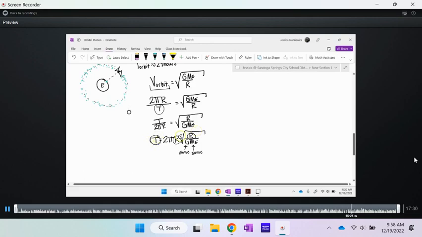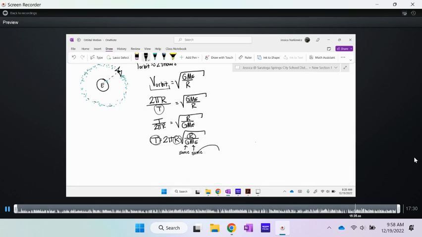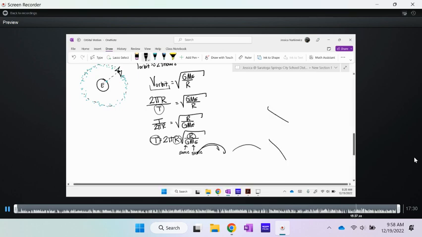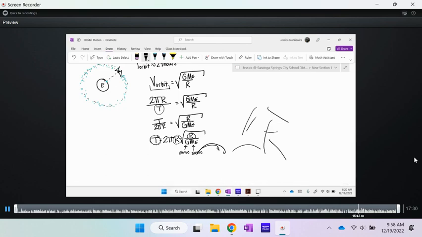The relationship between period and radius is a little bit funky. It ends up being, because this R can go back under the radical, T is proportional to the square root of R cubed. Like I said, not really important in the grand scheme of things.